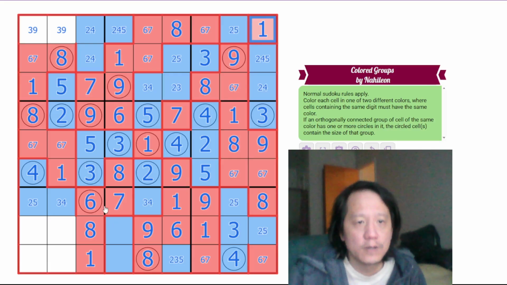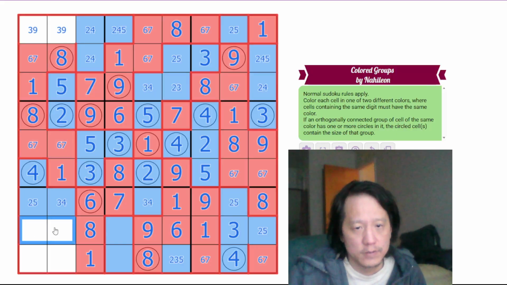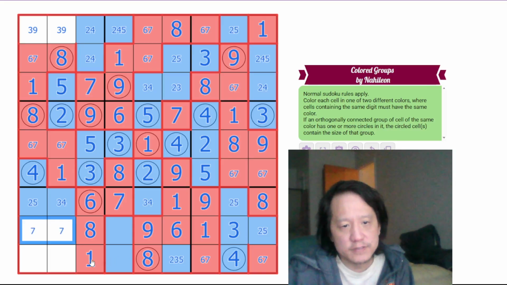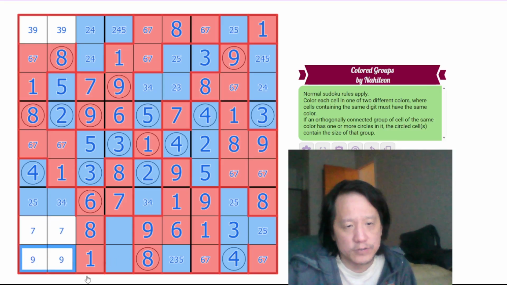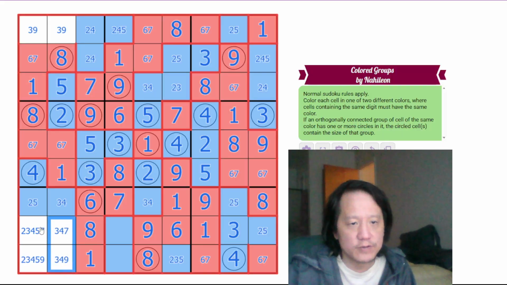Okay. We have a 7 remaining here. So one of these is 7. We have a 9 remaining here. So one of those is 9. And then the rest are 2, 3, 4, 5. So this cannot be 2 or 5 here. This can't be 4. This can't be 3. So those are the remaining digits possible.